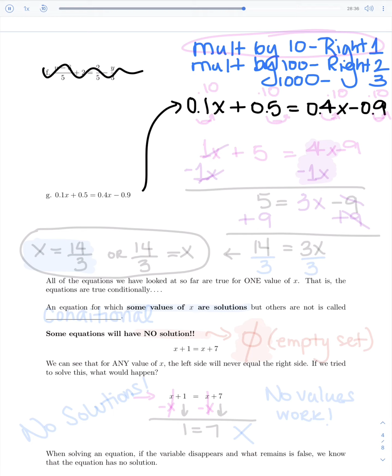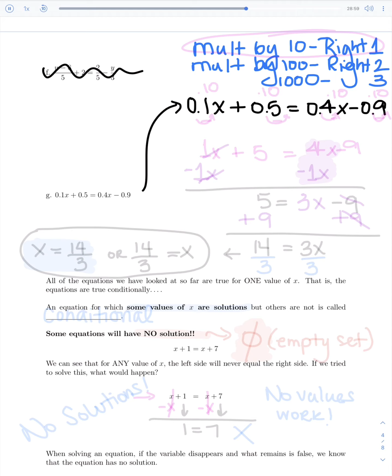The problem is with an equation, whatever you do to one side, you must do to the other. So I can't multiply some of the equation by 10 and some of it by 100. I either need to multiply everything by 10 or everything by 100 or everything by 1,000. I can't mix and match.